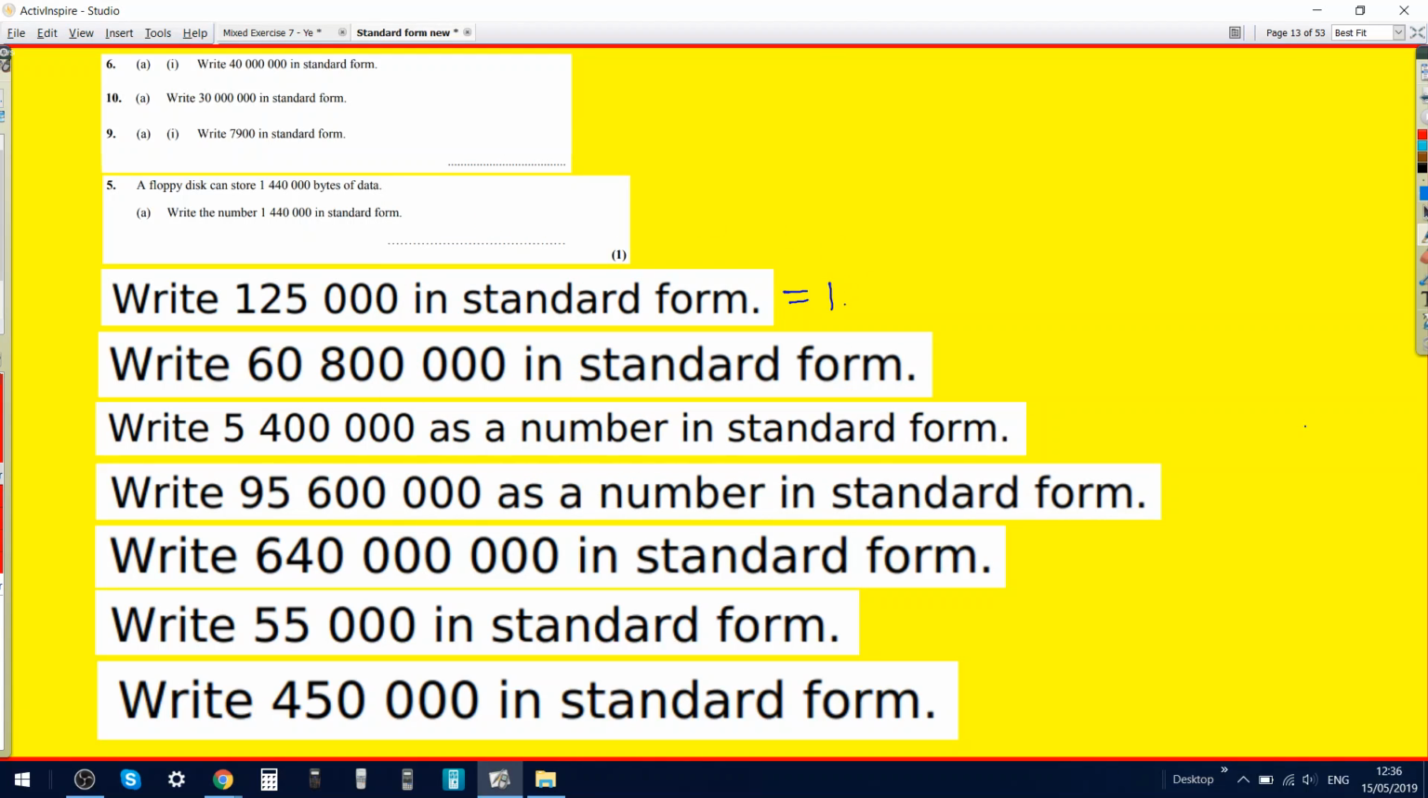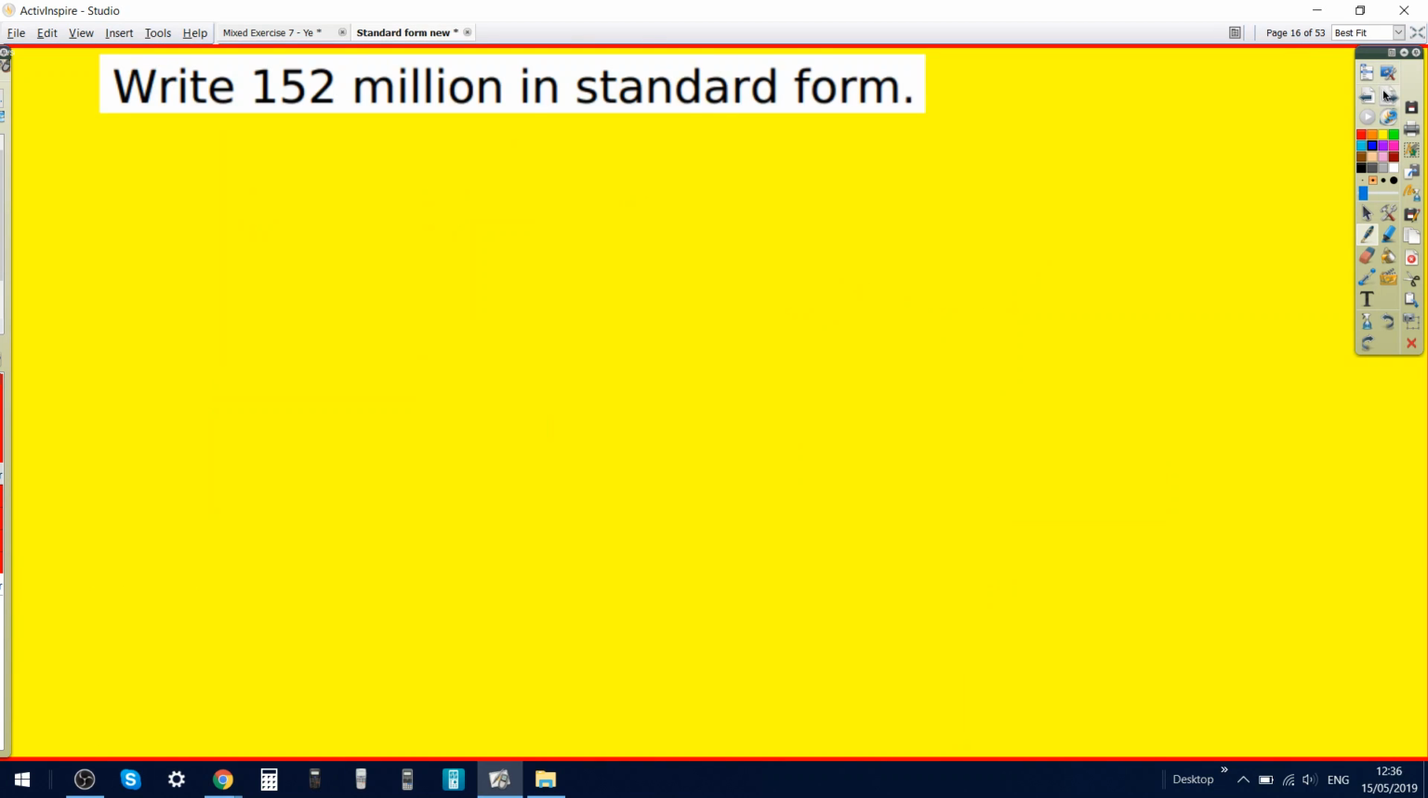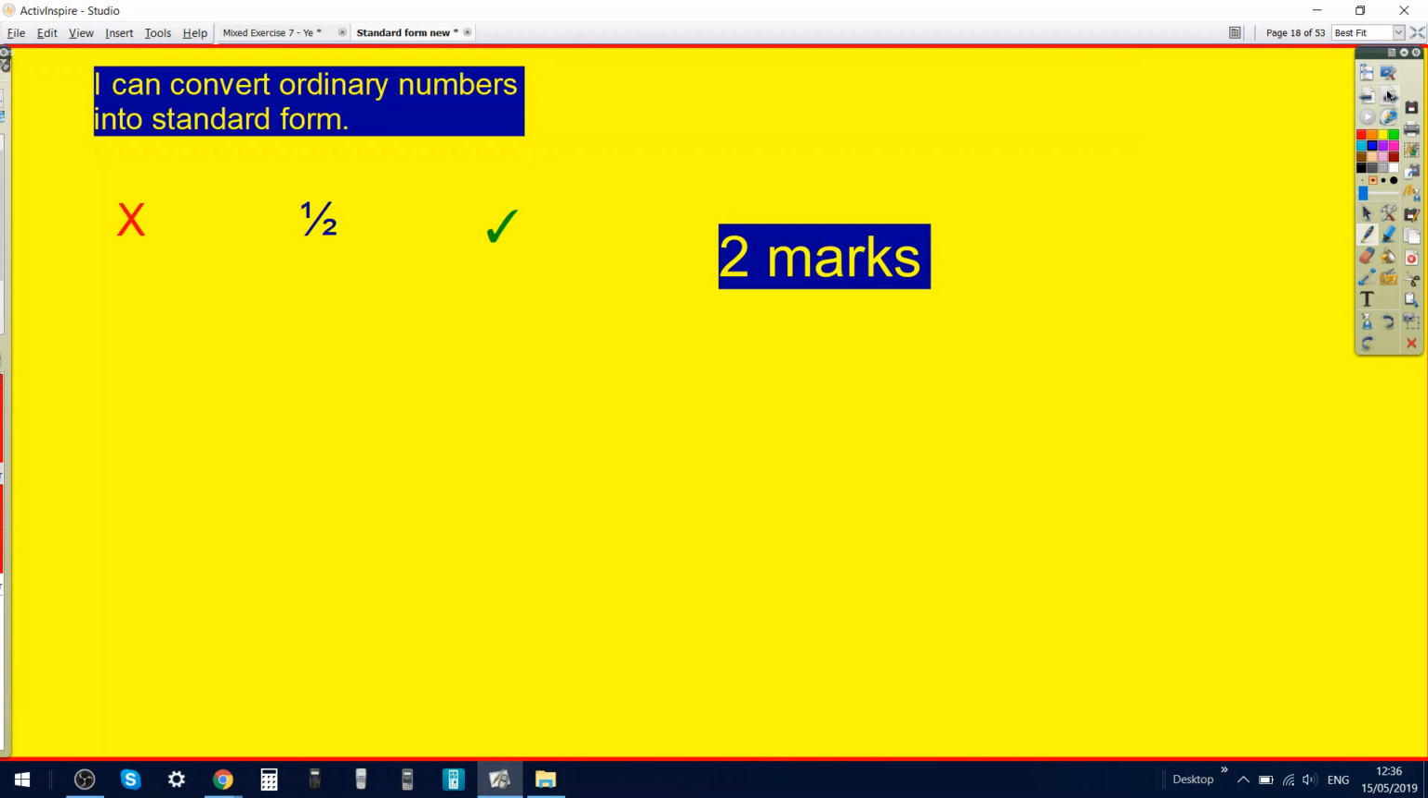1.25 times 10 to the power of, so that would be 1, 2, 3, 4, 5. 10 to the power of 5. That's it. It's okay.